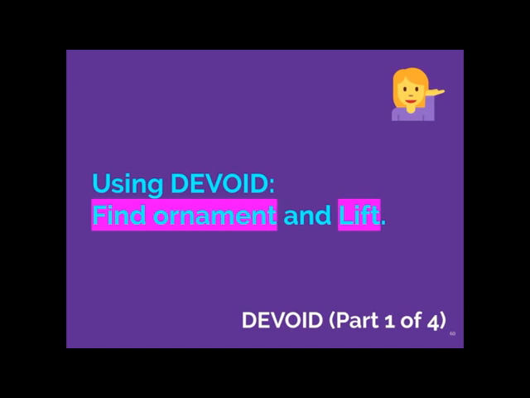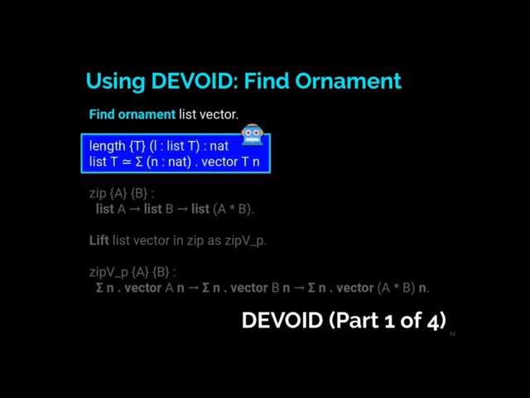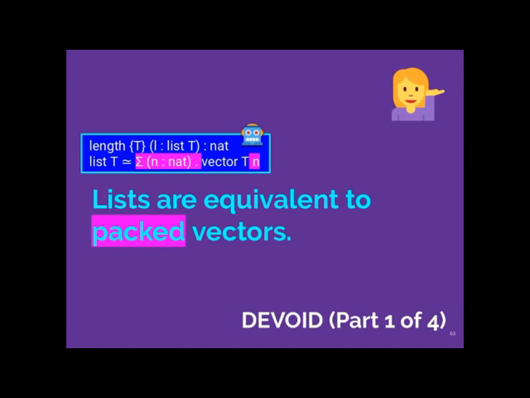So let's take a look at actually using Devoid on this example. Devoid has two commands at its heart, find ornament and lift. Find ornament is what discovers the ornament, and then lift is what lifts functions and proofs along it. Find ornament, in particular, discovers two things, which I'll talk more about later: this fold, like this length function, as well as an equivalence that describes how these types are related. Here this equivalence says that lists are equivalent to packed vectors. They're equivalent to a vector of length n for some n.